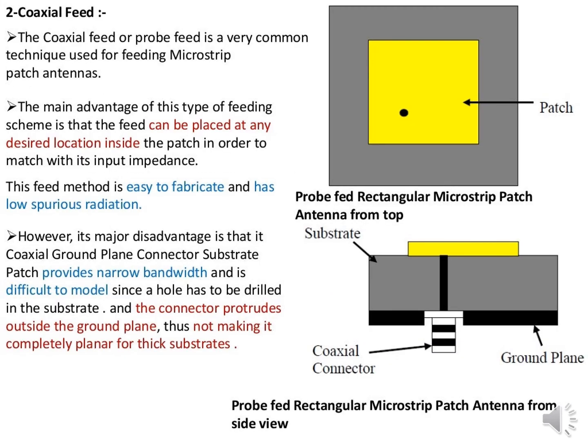Next one is coaxial feed. Coaxial feed is a probe feed, which is a very common technique used for feeding microstrip patch antennas. The main advantage is that this feed can be placed at any desired location. Wherever you want, you can choose the location and feed them. This feed method is easy to fabricate and has low spurious radiation. One disadvantage of this coaxial ground plane connector is that it has narrow bandwidth and it is difficult to model. This is a major drawback of using this particular microstrip antenna.